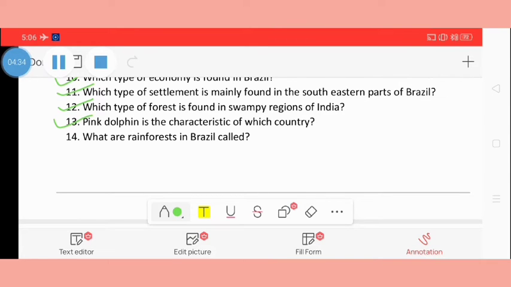Question number 14. What are rainforests in Brazil called? The rainforests in Brazil are called the lungs of the world.